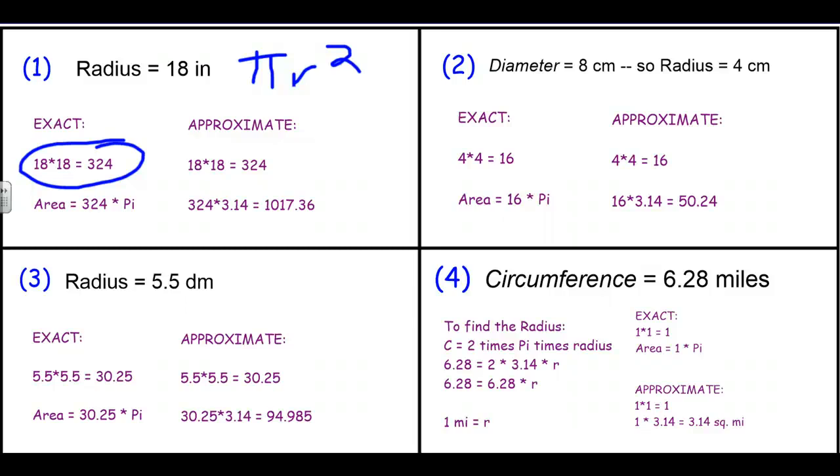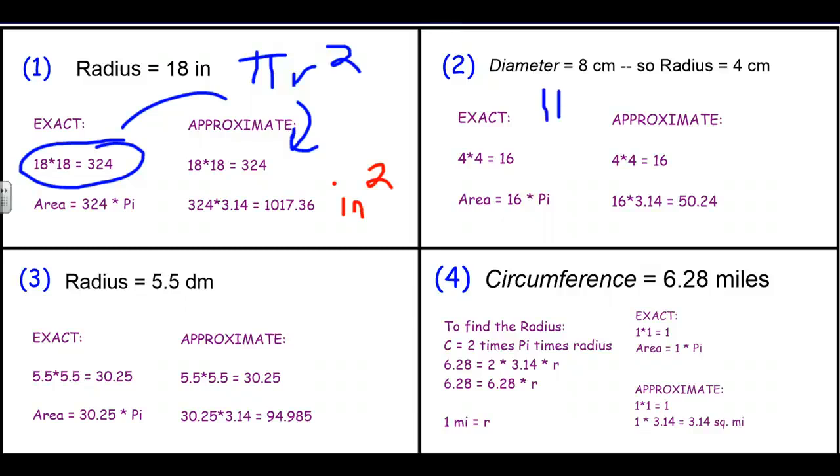Again, pi r squared. 18 times 18 is 324. 324 times 3.14 for the approximate is 1017.36. So in this case, it's either 324 pi or 1017.36 inches squared. For number 2, again, we need to find our radius for this one because we can't use the diameter in the area formula.